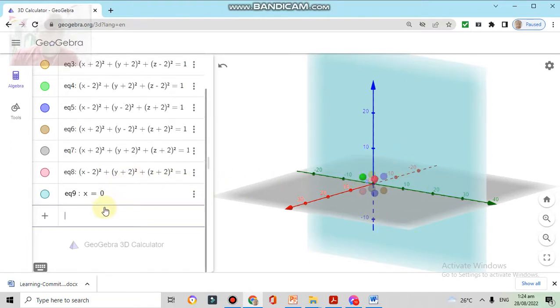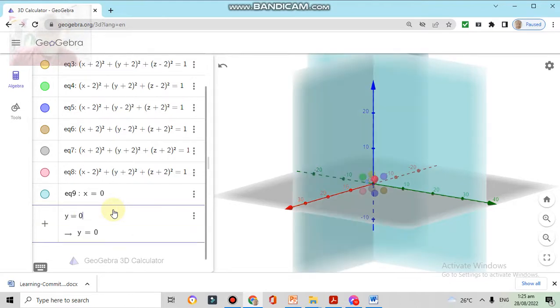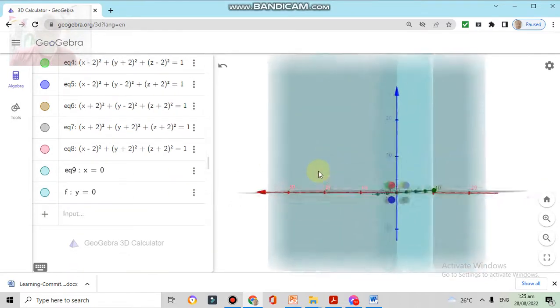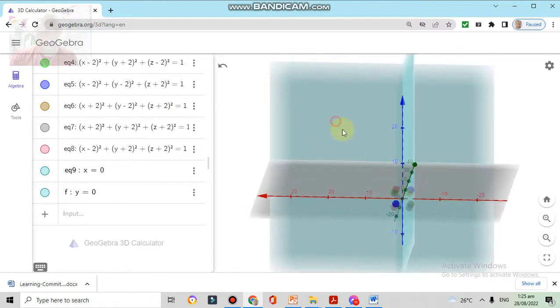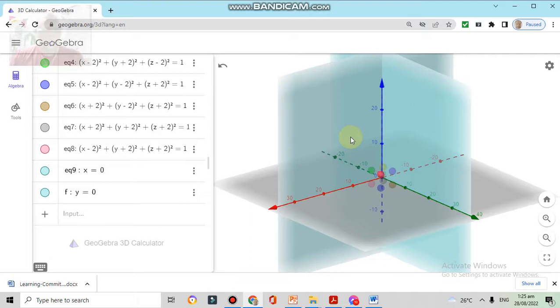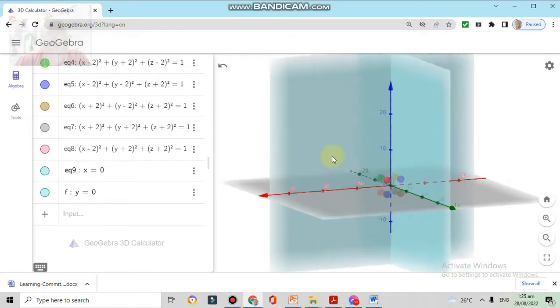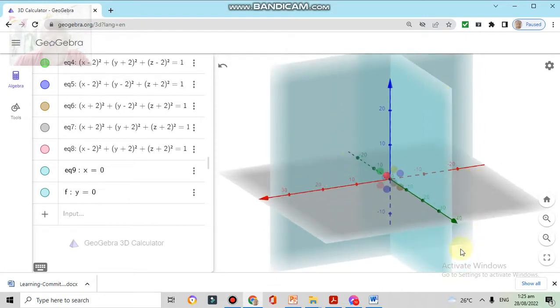How about y equals 0? So this is the xz plane. We call this plane the xz plane, and it is represented by the equation y equals 0.